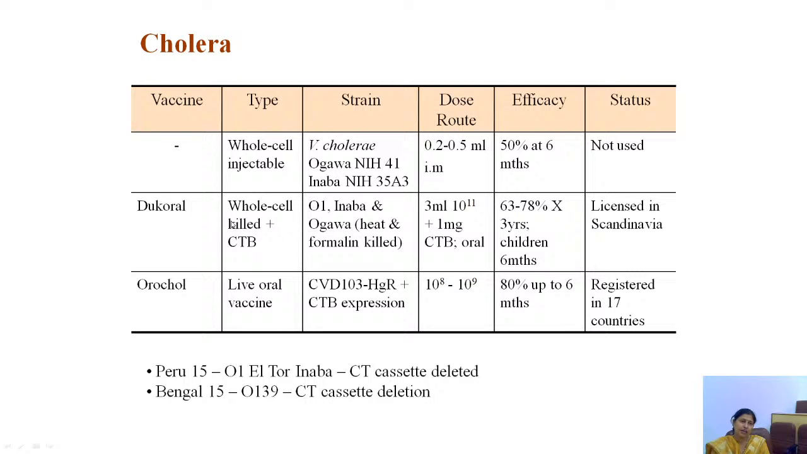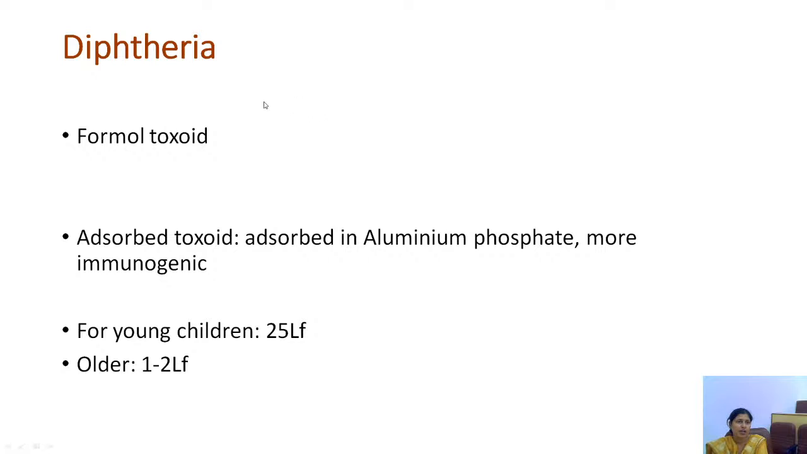Similarly for cholera, there are basically two types, Dukoral and Orochol, which are a whole cell killed vaccine and a live oral vaccine. And there is also a whole cell injectable vaccine. They usually target the Inaba and Ogawa strains of Vibrio, and injectable as well as oral doses are available, but many of them give only 60 to 80% protection. I think, okay, one more.